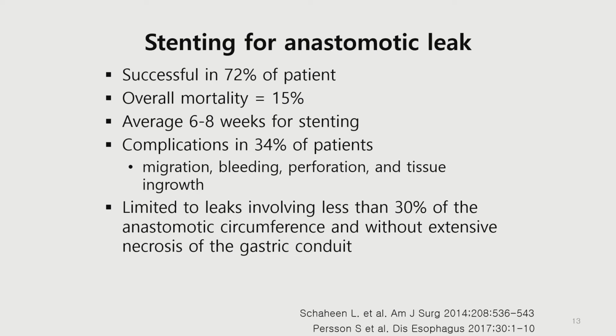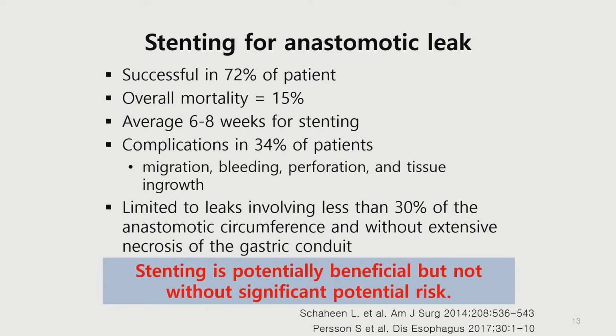In a systematic review, endoscopic stent insertion for the management of anastomotic leak was successful in 72% of patients. However, overall mortality was 15%. The average time for stenting is 6 to 8 weeks. Stent-related complications occurred in 34% of patients, which includes migration, bleeding, perforation, and tissue ingrowth. In general, endoscopic stenting is limited to leaks involving less than 30% of the anastomotic circumference and without extensive necrosis of the gastric conduit. Taken together, stenting for esophageal anastomotic leak is potentially beneficial, but not without significant potential risk.